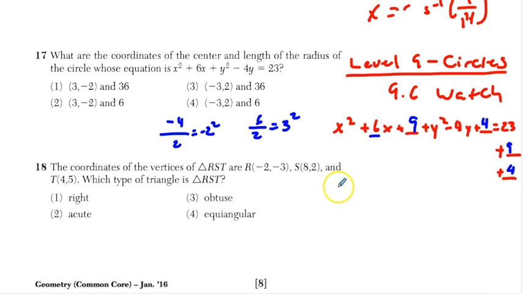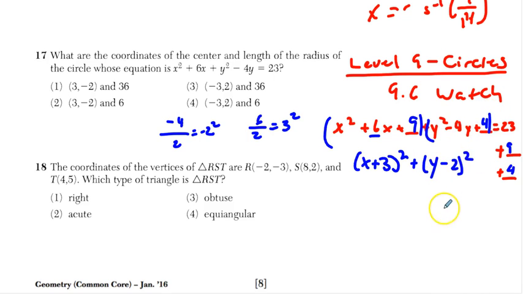Now we just got to factor this guy down. So right here, we're going to factor x squared plus 6x plus 9 down. That's just x plus 3 squared. And then we get plus y squared minus 4y plus 4. That's y minus 2 squared. Add all this together, so that's 23 plus 9 plus 4, that's 23 plus 13, that gives us 36.